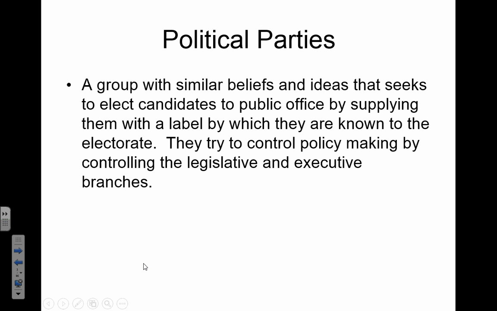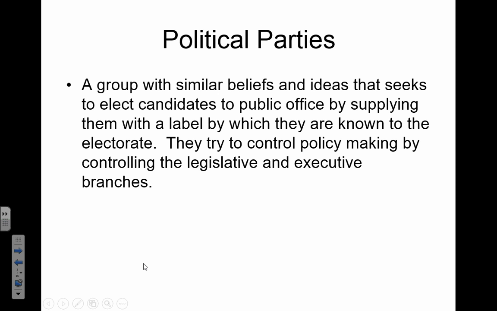All right, so let's start getting some stuff on political parties. And we say, well, what is a political party? Well, a definition of a political party, then, is a group of people with similar beliefs. A group of people with similar ideas. But it's more than just that.